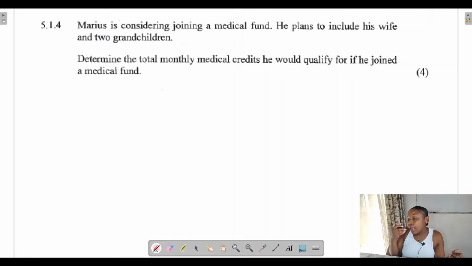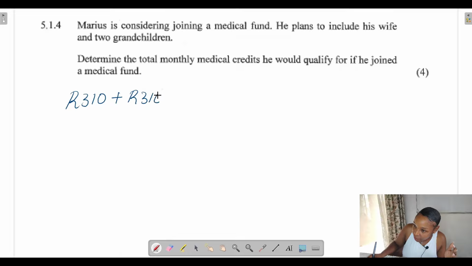So now, how much would then Mr. Marius pay if he were to join now a medical aid or a medical fund, and he would include his wife and 2 grandchildren, right? So we know that we've got Mr. Marius, his wife, and the 2 grandchildren, right? So we know that Mr. Marius is what? He is the main member, right? So he would pay 310 plus. We know that his wife is what? The first dependent, right? So she would also pay 310 plus.